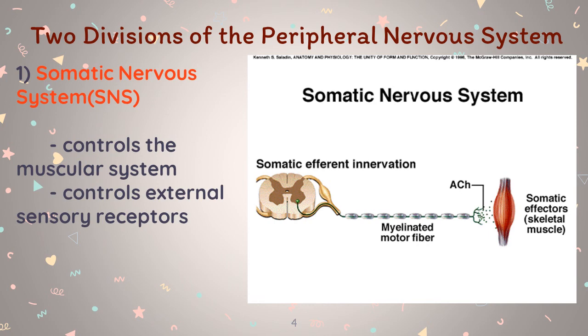The peripheral nervous system is divided into two. The first one is the somatic nervous system or the SNS that consists of efferent nerves which send out commands to the muscles to move the body parts and afferent nerves which relay sensation felt by the body to the CNS.